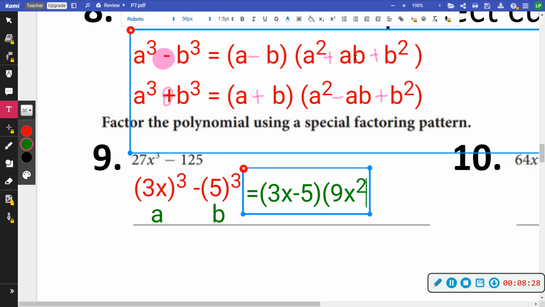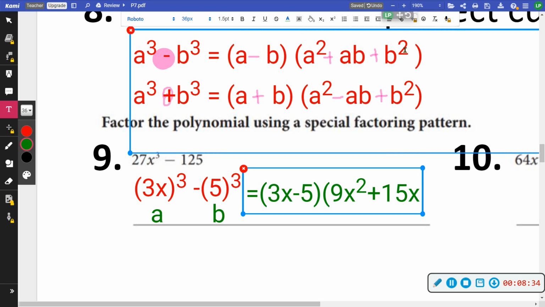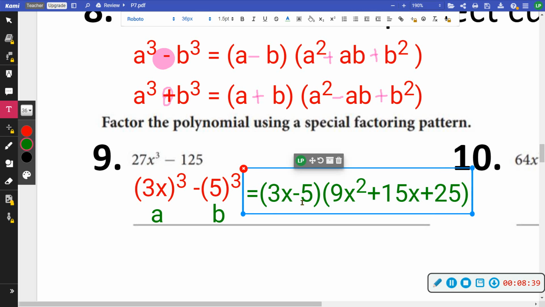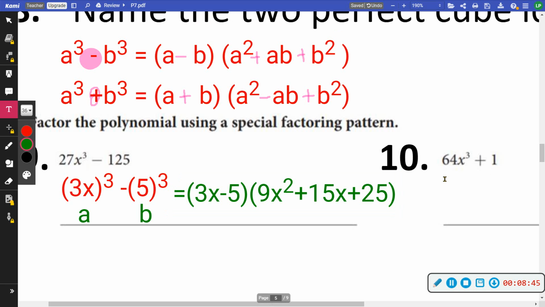And then this means A times B. So what's 3x times 5? That's 15x. And then you take your B squared with the plus. B is 5. 5 squared is 25. So I just did A cubed minus B cubed. Now let's do A cubed plus B cubed.